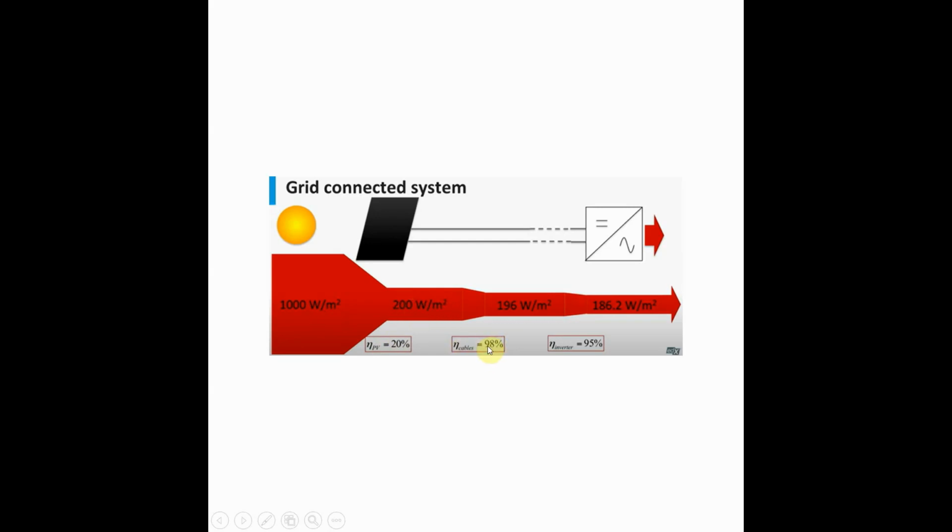And if the cable efficiency is 98%, then 98% of 200 will be 196. And if inverter efficiency is 95%, it means from 196, 95% of 196 you will get 186.2. So in this way, from the input of total radiance of 1000 watt per meter square, due to these efficiencies, the net output will be 186.2 watt per meter square.